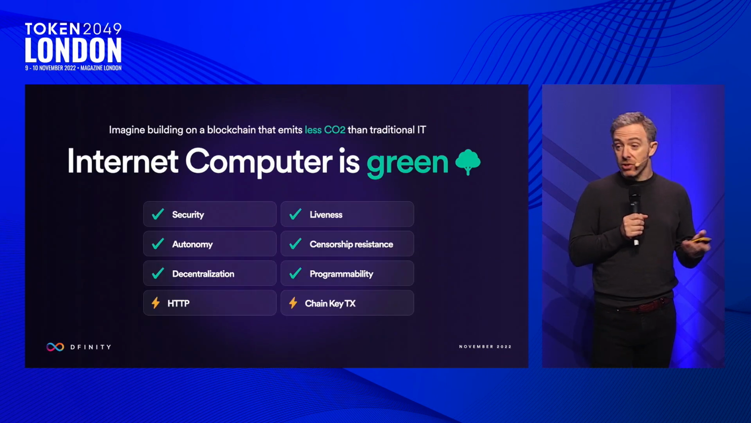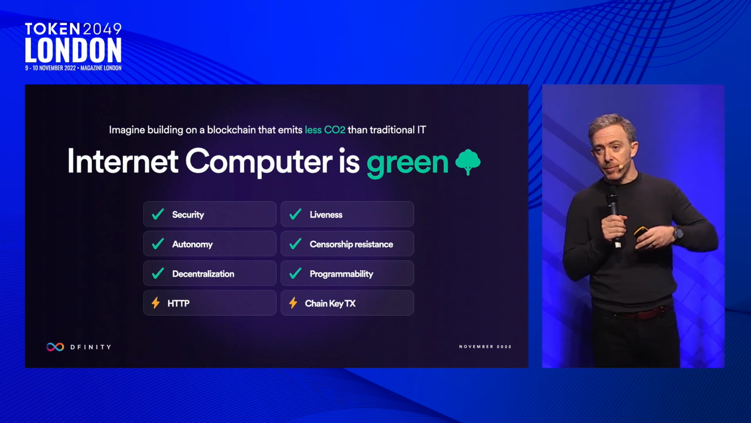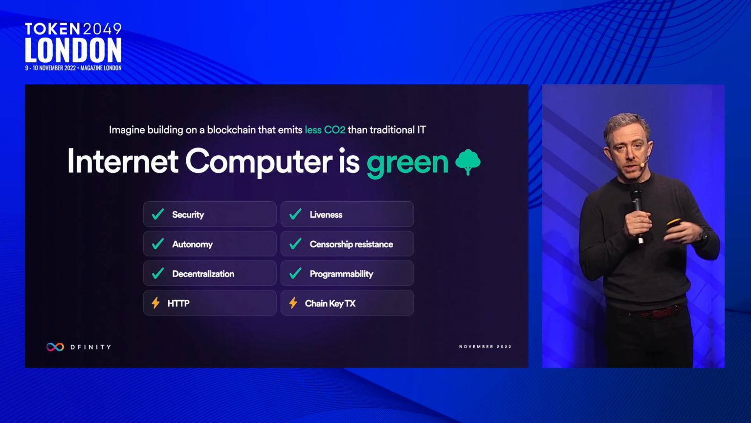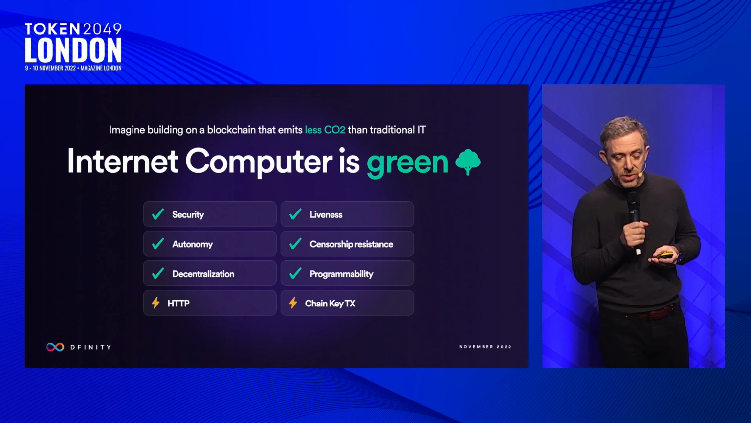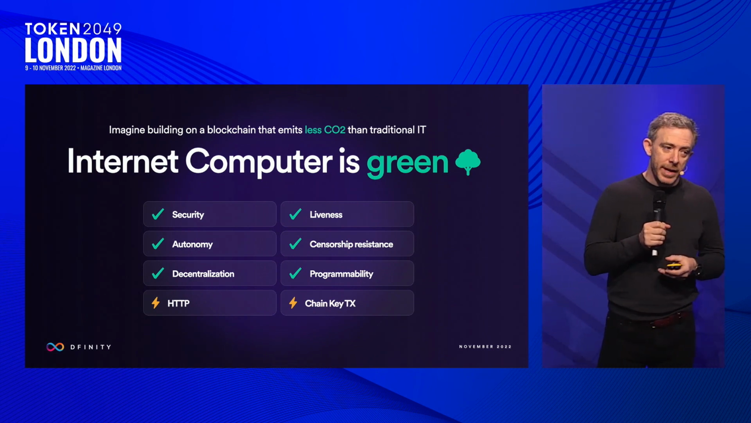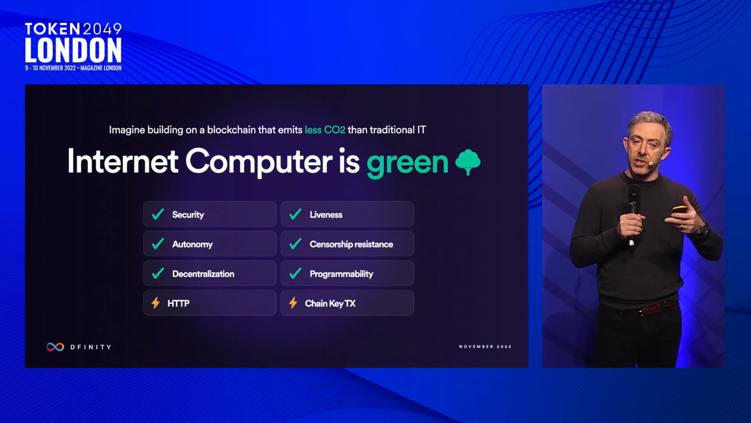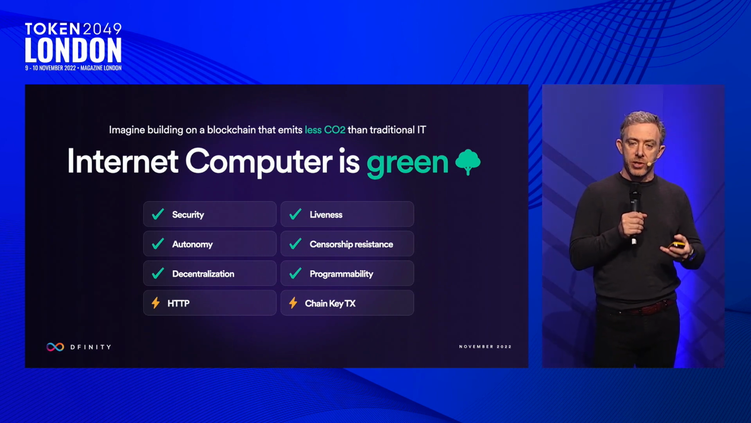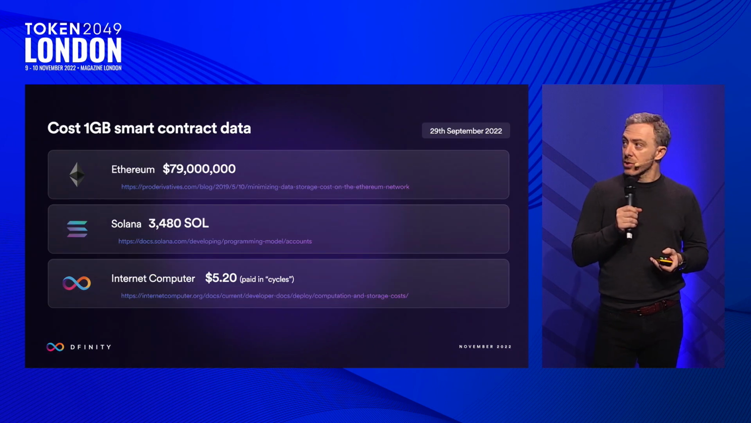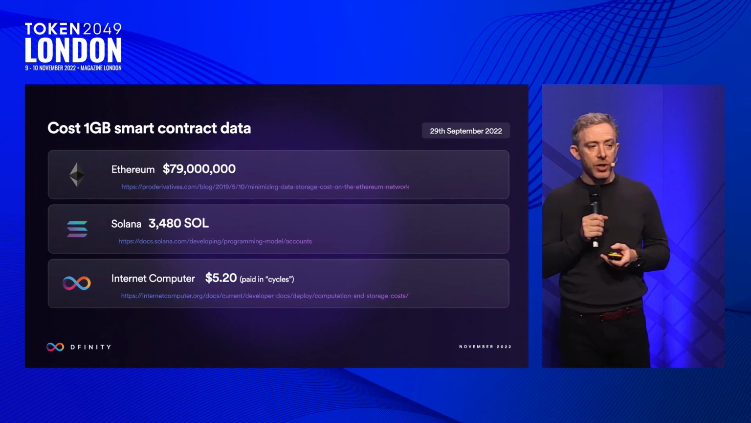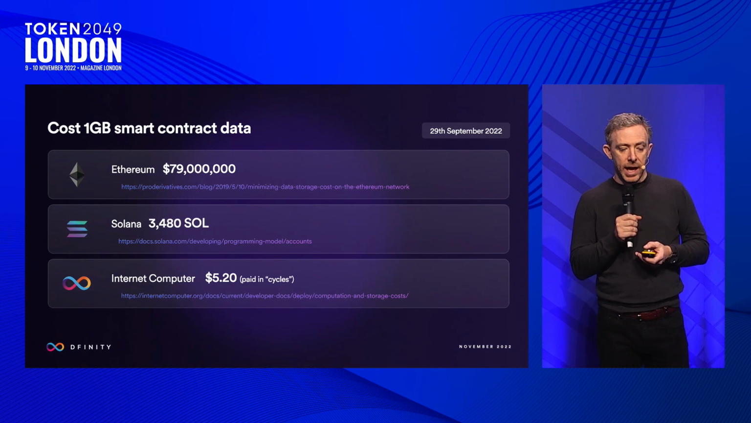All right, it's green, obviously, and actually the Internet Computer, not only is it designed to host the world's services and systems, it's orders of magnitude more efficient than other blockchains. It's also designed eventually to reduce the CO2 emissions of traditional IT. So let's just quickly review efficiency by looking at the cost of smart contract data.